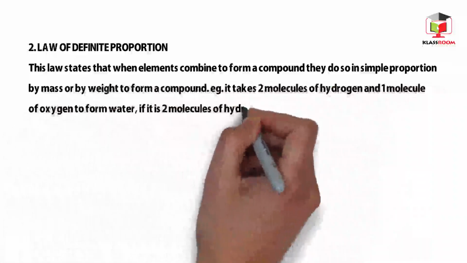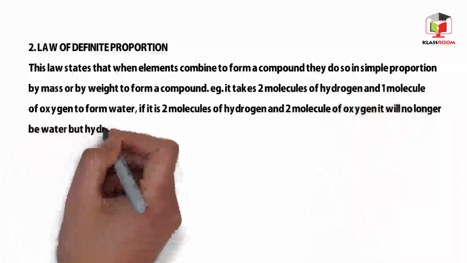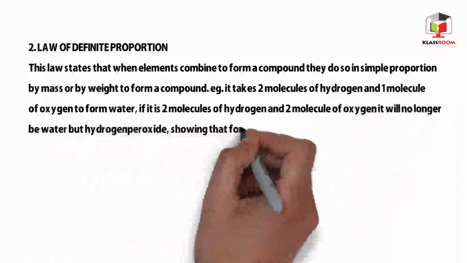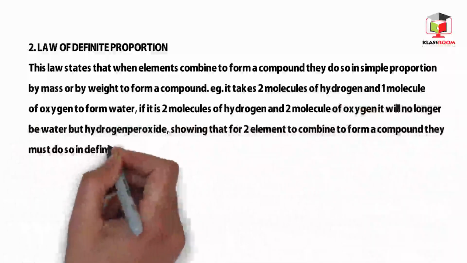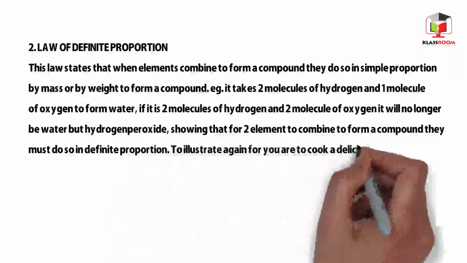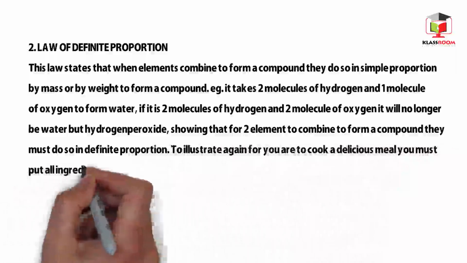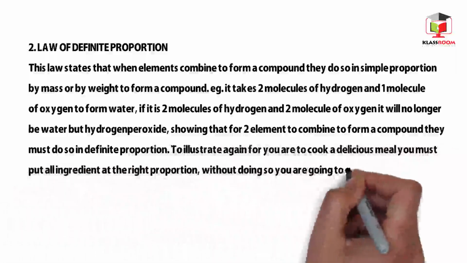If it is 2 molecules of hydrogen and 2 molecules of oxygen, it will no longer be water, it will be called hydrogen peroxide, showing that for 2 elements to combine to form a compound, they must do so in definite proportion. To illustrate again, for you to cook a delicious meal, you must put all ingredients in the right proportion. Without doing so, you're not going to get a desired meal.